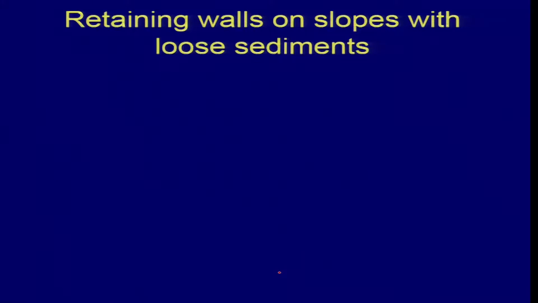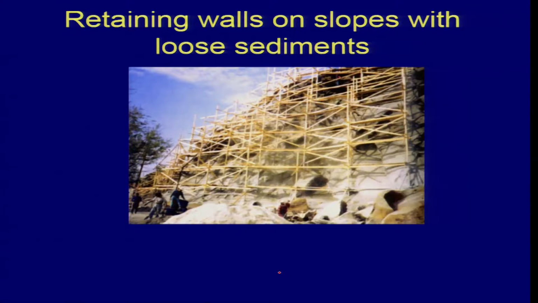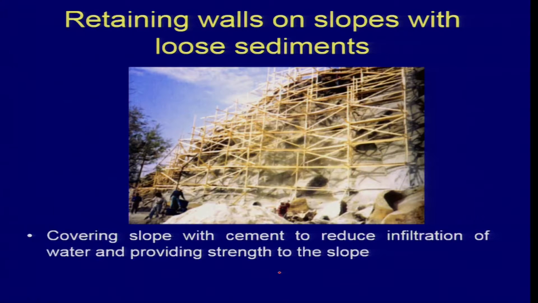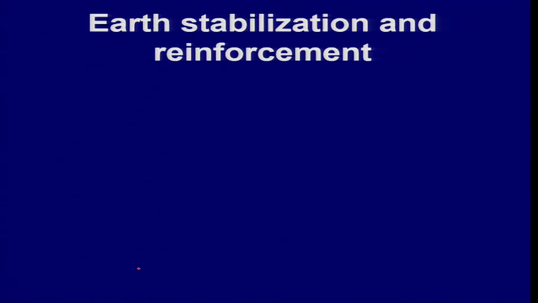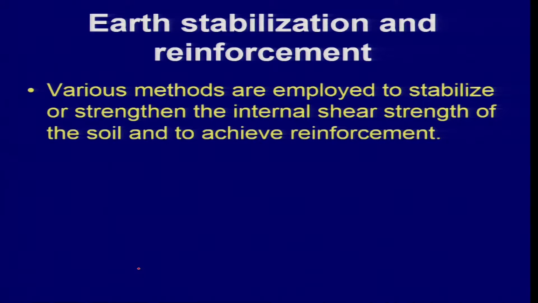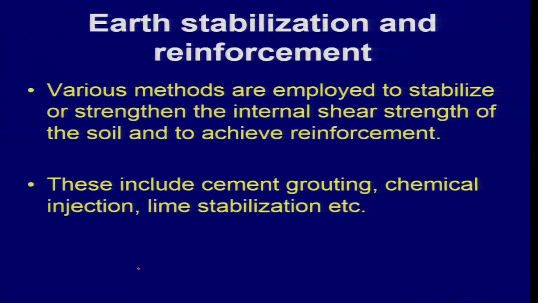Then, as another example of retaining walls, you can cover the slope with cement and reduce the infiltration and also strengthen the slope. Various methods are employed to stabilize or strengthen the internal shear strength of the soil and to achieve reinforcement. This includes cement grouting, chemical injection or lime stabilization, etc. So, using different materials, people have used different methods.